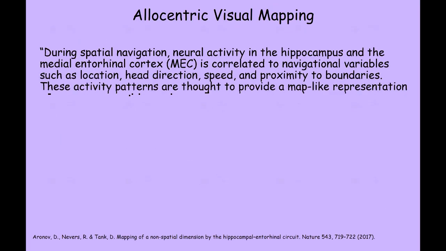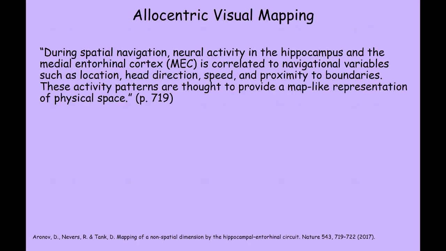Finally, our allocentric visual mapping. Here's a quote from Aronov et al. And so they say, during spatial navigation, neural activity in the hippocampus and the medial entorhinal cortex, sorry, dyslexia is kicking in, is correlated to navigational variables such as location, head direction, speed, and proximity to boundaries. These activity patterns are thought to provide a map-like representation of the physical space.